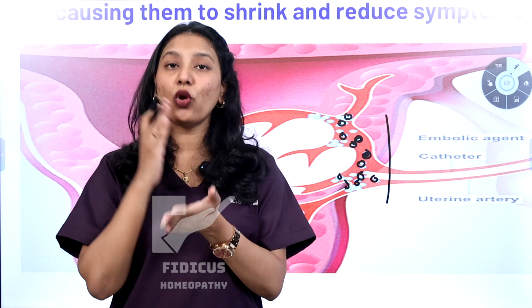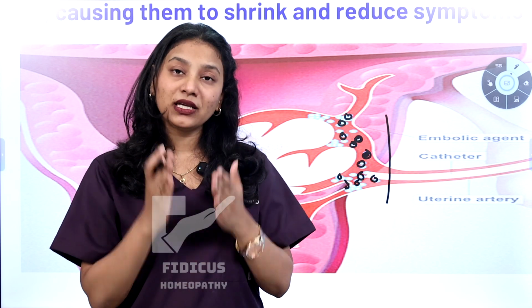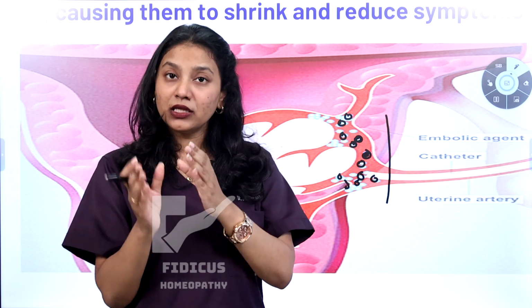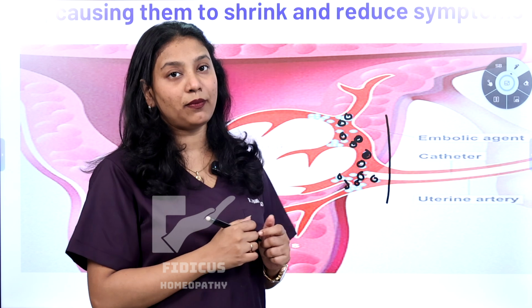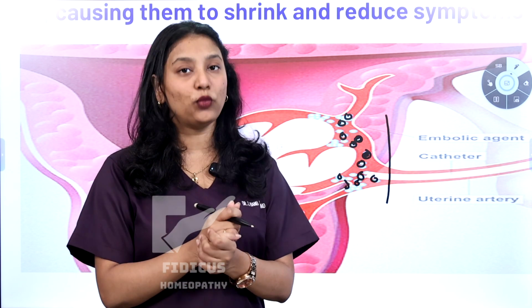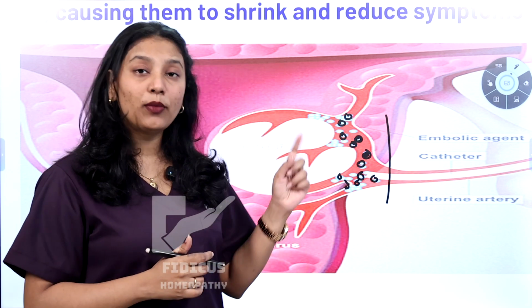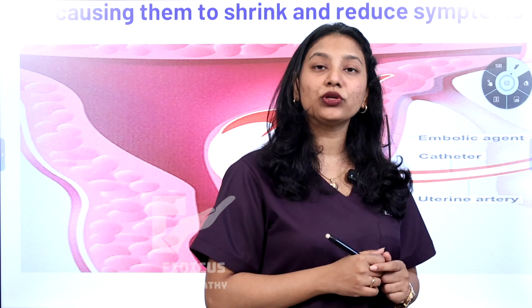Embolus is something which blocks the blood vessel, and embolization is the process where this blockage material comes and attaches and cuts off the blood supply. This process is called embolization. So here we are blocking the blood supply of the fibroid in order to shrink it.